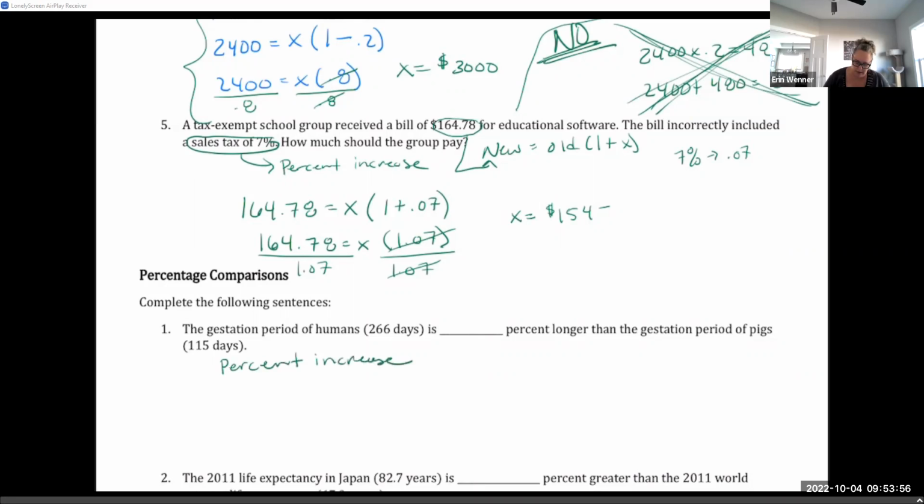And because we are comparing humans to pigs, pigs is our original amount, and humans is our new amount. So because we have percent increase, we're going to have new equals old or original times 1 plus x. So I want you to go ahead and send me your answer as a percent rounded to 1 decimal place.